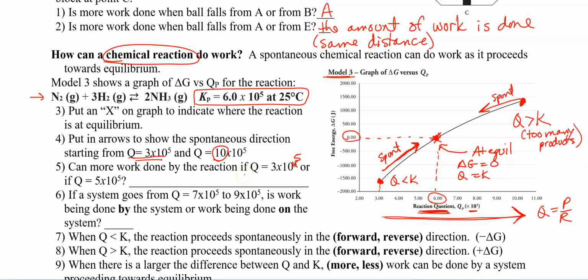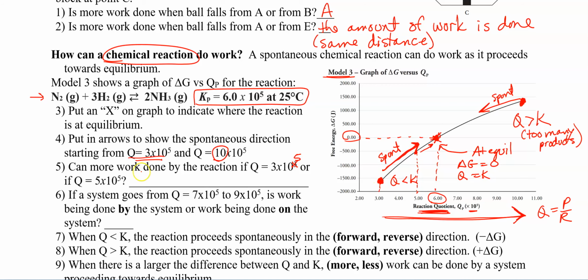So when is more work done by the reaction? If we start here at 3, we're going to move this direction to get to K. If we start at 5 times 10 to the fifth, we would be starting here, and it would move in this direction to get to K. So take 2 seconds. Which one would have more work being done?